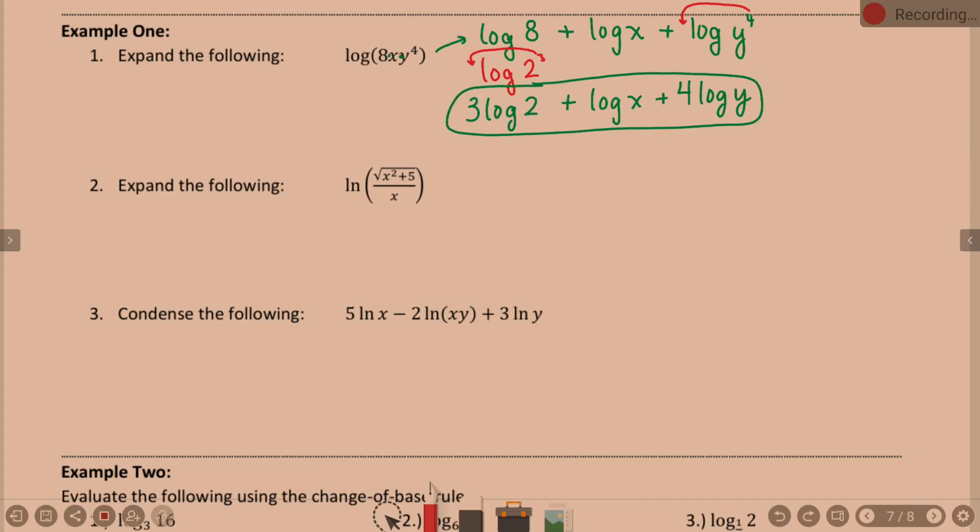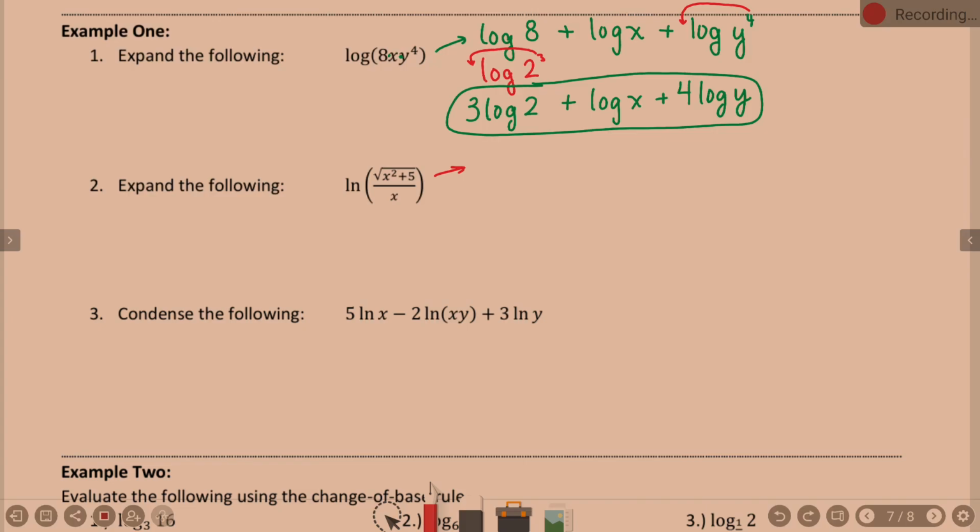How does quotient rule work here? It would be the natural log of the square root of x squared plus 5 minus the natural log of x. Okay. So division within a log can be split into 2 logs being subtracted, numerator minus denominator.